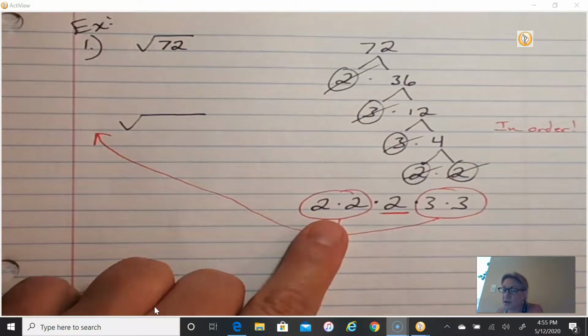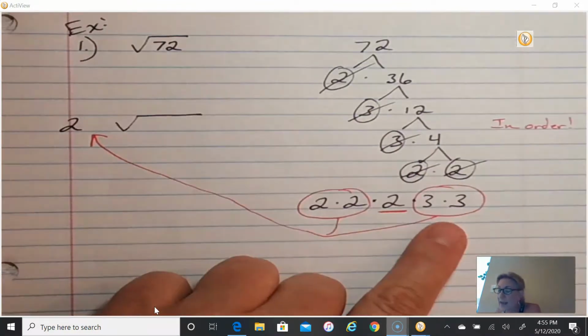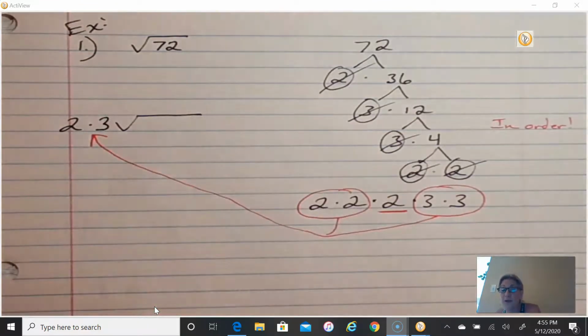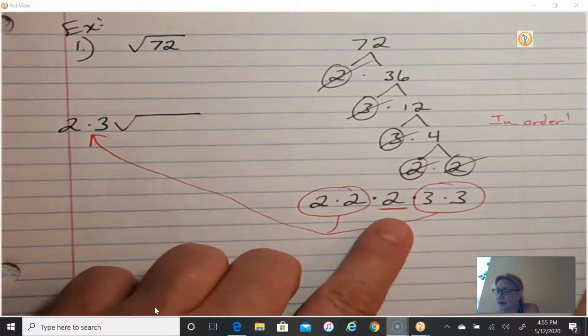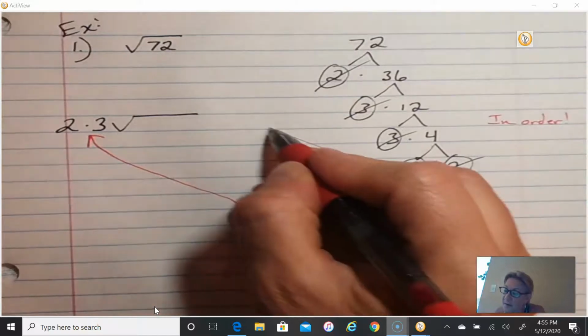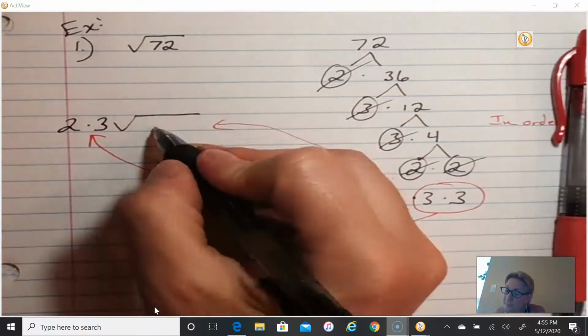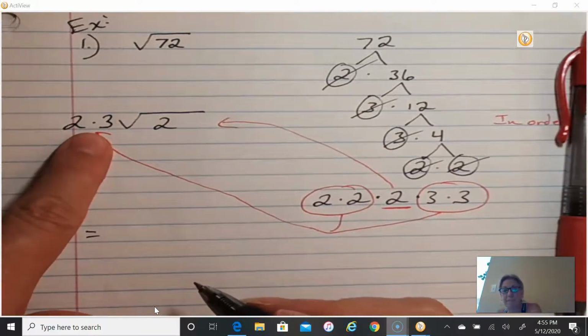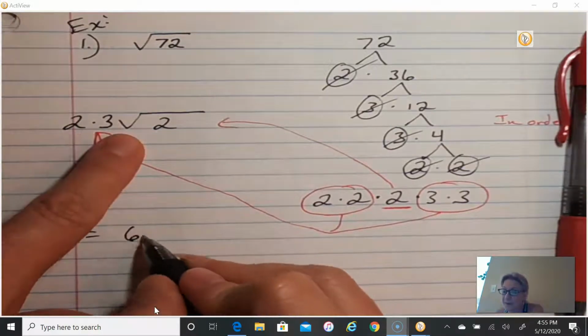So we're going to take a 2 from here and a 3 from this group. And we are going to be multiplying in a minute. The leftover still goes on the inside. All right, boys and girls, 2 times 3 is what? 6 times square root of 2.